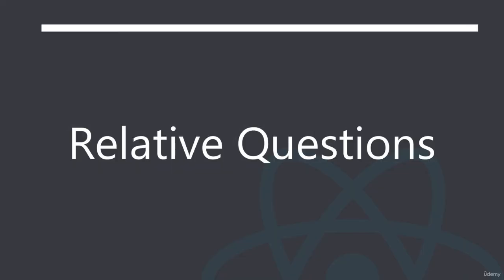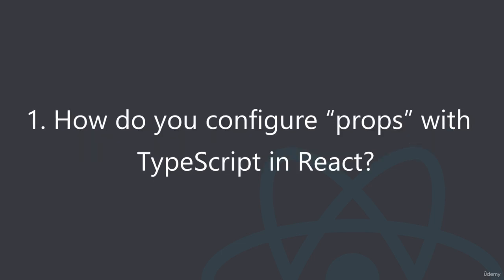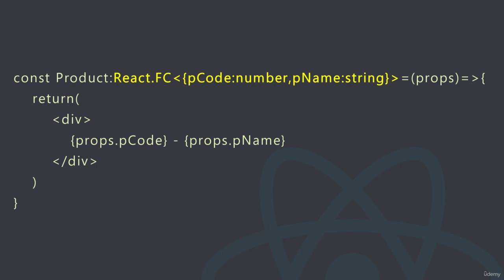So let's talk about few relevant questions now. The first question is, how do you configure props with TypeScript in React? So we use the react.fc, then we specify the expected parameter list in this angled bracket. So this is how we configure it.